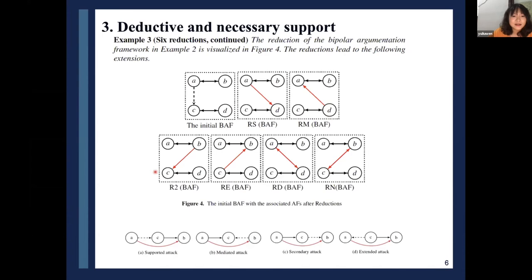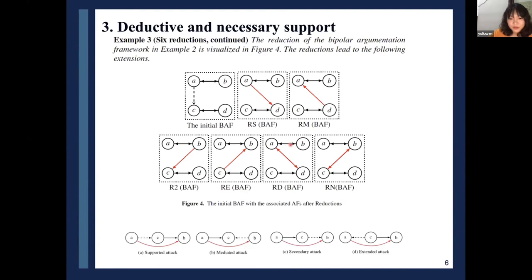For short, we write it as R2. Because A supports C and B attacks A, we add this B secondary attacks C. And here we also have the extended reduction, where we add this C extended attacks B. And we have other reductions called the deductive reduction and the necessary reduction. This one we call the deductive reduction.